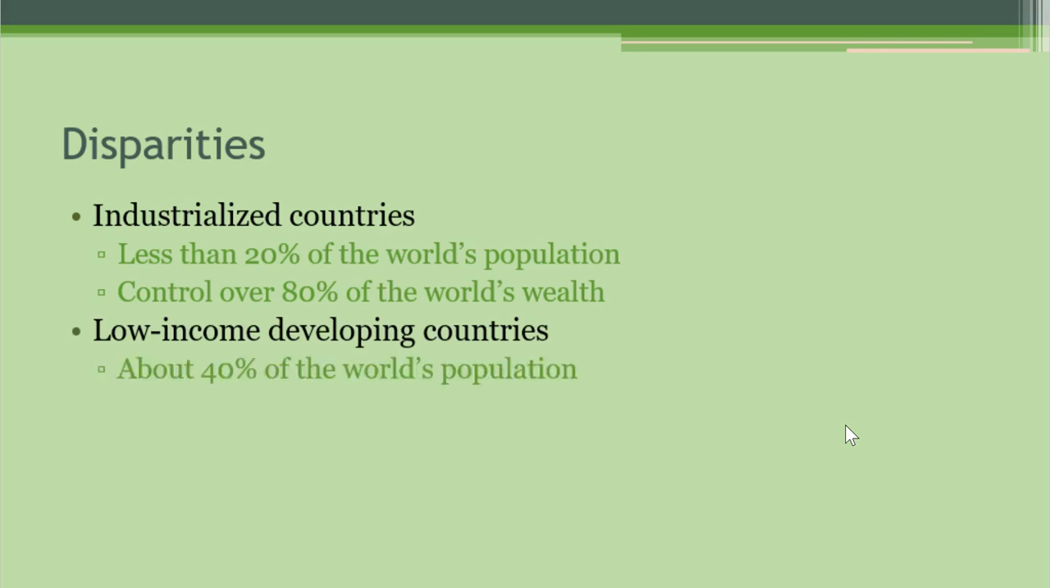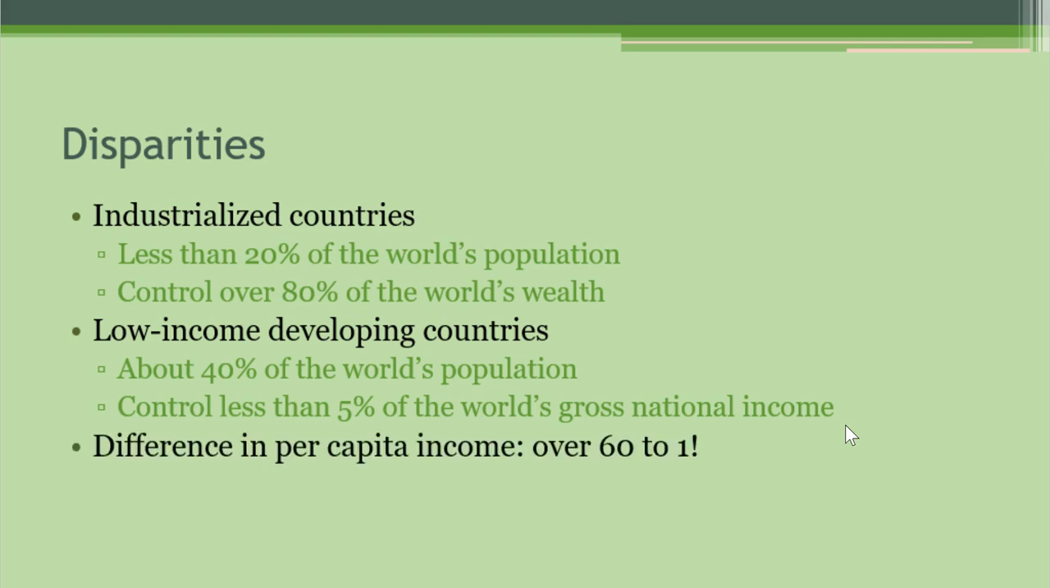Low-income developing countries are now about 50% of the population, and they control less than 10% of the world's gross national income. Ultimately, what you have is a difference in per capita income of over 60 to 1. There's a huge difference there.